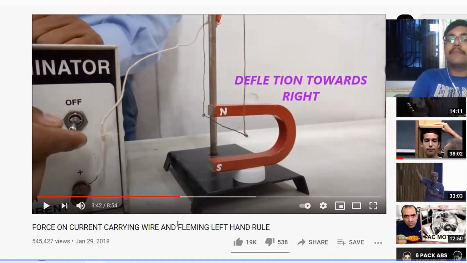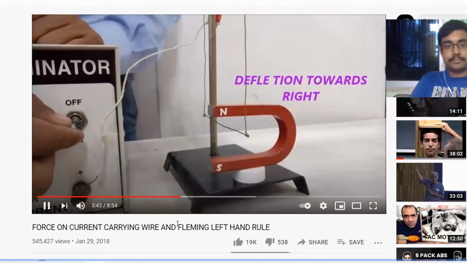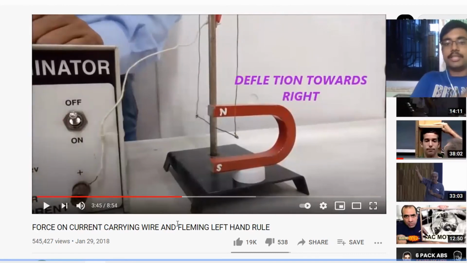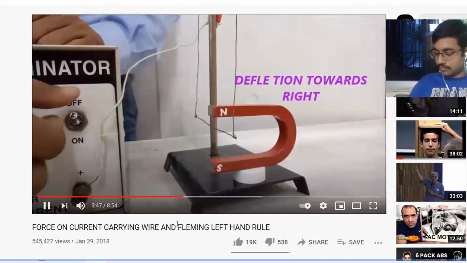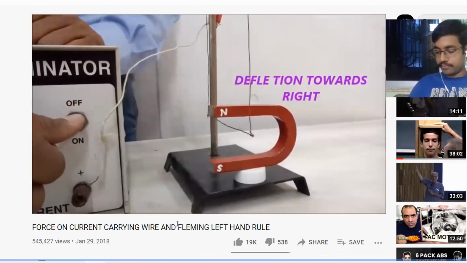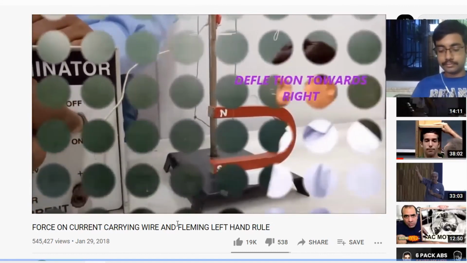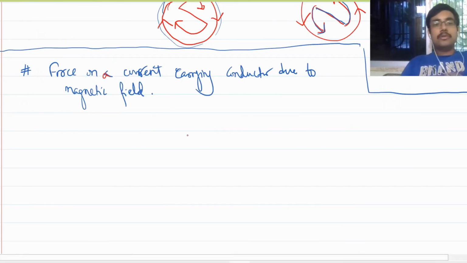Now they will turn the switch off once again. Did you see this? The entire apparatus? See it once again. Did you see the experiment that when there was a current carrying conductor which was placed in a magnetic field, a force was being applied? Now, how does this happen? Or how can we study this? This we shall know here.